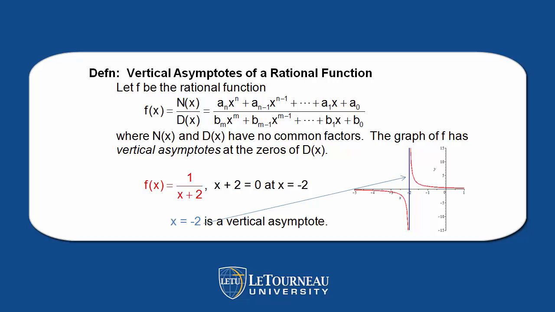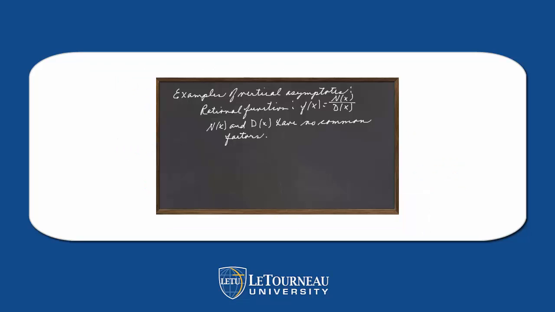Let's get a definition of a vertical asymptote of a rational function. Notice here we've written out polynomials for n and d. The graph of f will have vertical asymptotes anywhere that the denominator equals 0 but the numerator doesn't. We'll talk about that in the very last part of this video. So let's do some examples here.